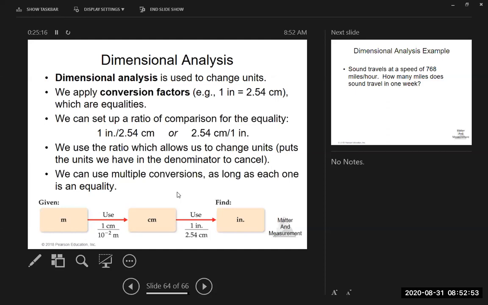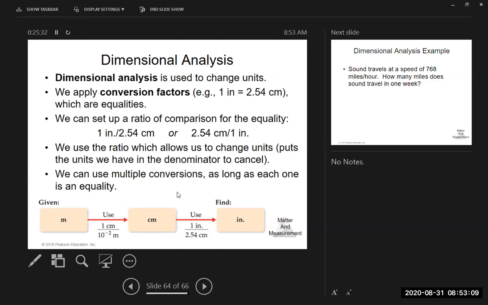So we use this ratio to change units. We have something in a numerator, we put something in a denominator, and the next ratio to cancel out. That converts it to whatever was in that numerator, and then on you go from there.